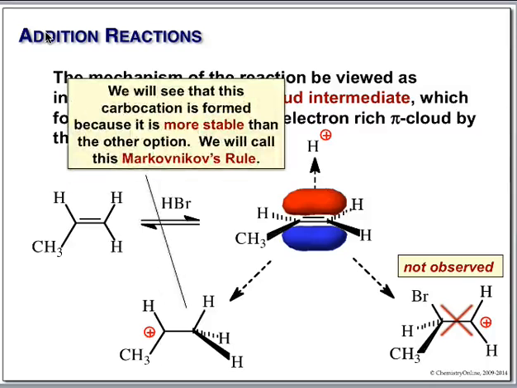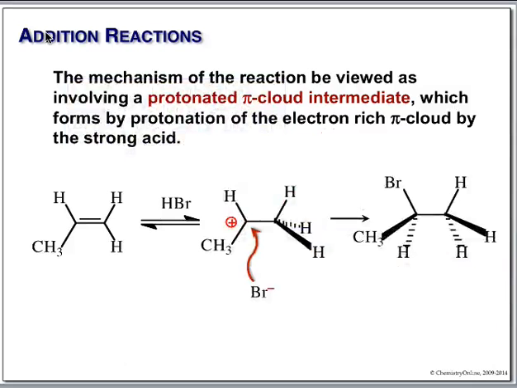Markovnikov's rule. Yeah? Is that bromine supposed to be there? Well, this product is not observed. Right, oh, yeah, you're right. This should be a hydrogen. I'm sorry. Yeah, that's hydrogen. It's making the most stable carbocation. That's Markovnikov's rule. Now, he didn't say it that way, but that's what it is. Once we get the most stable carbocation, Br minus will attack, and this will give us our product.